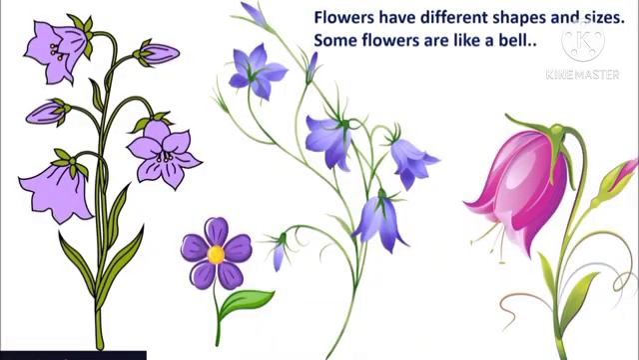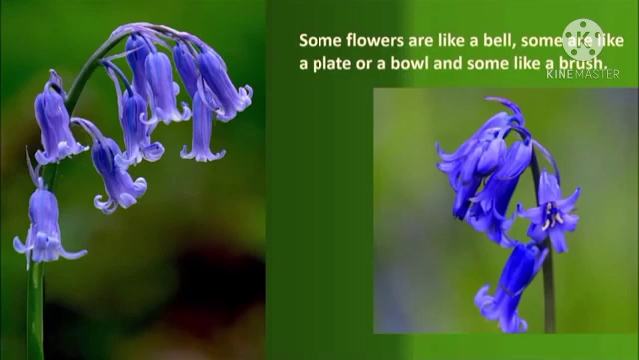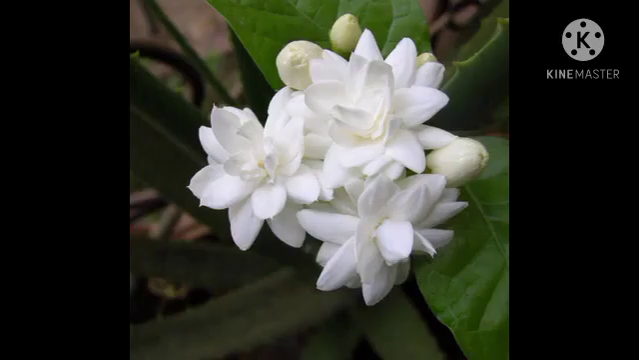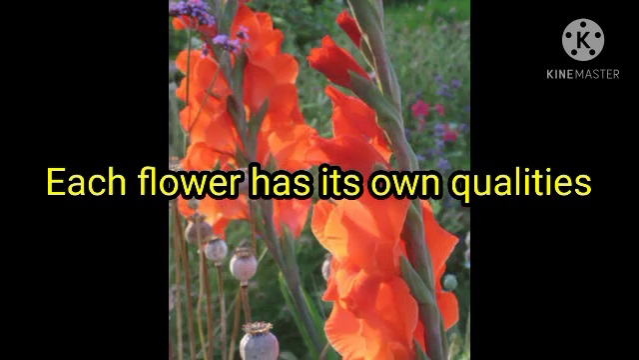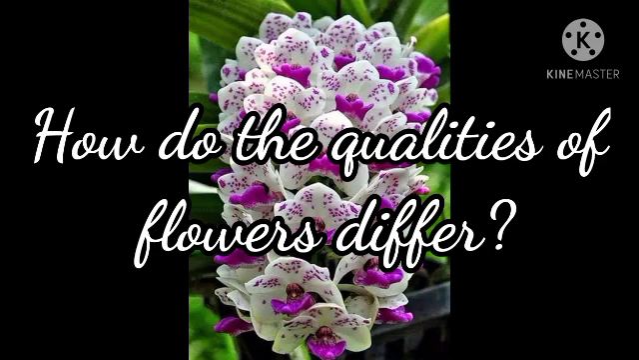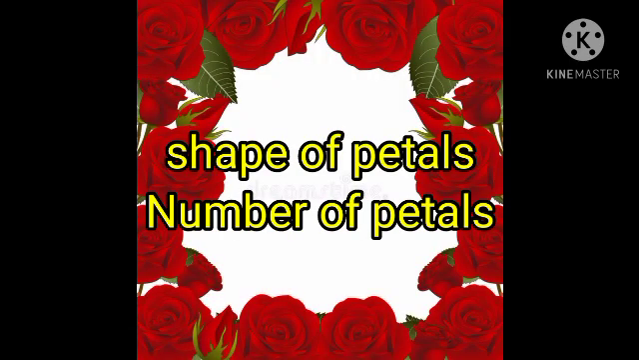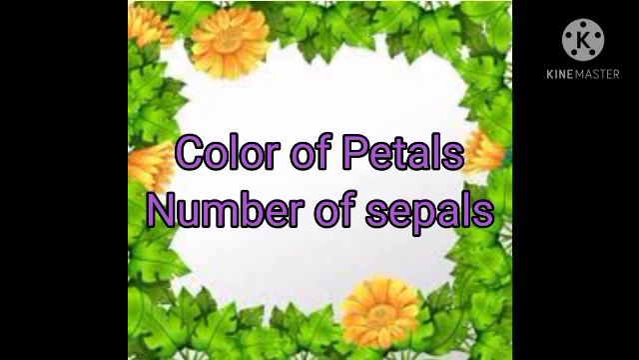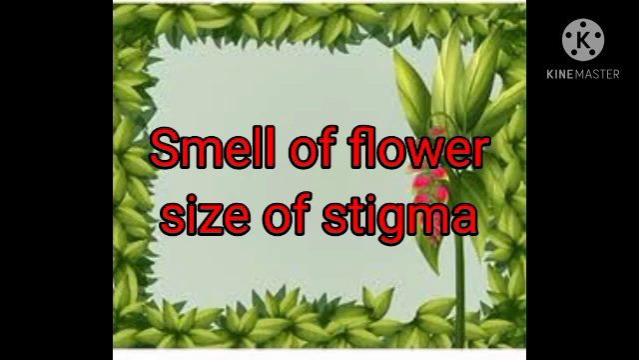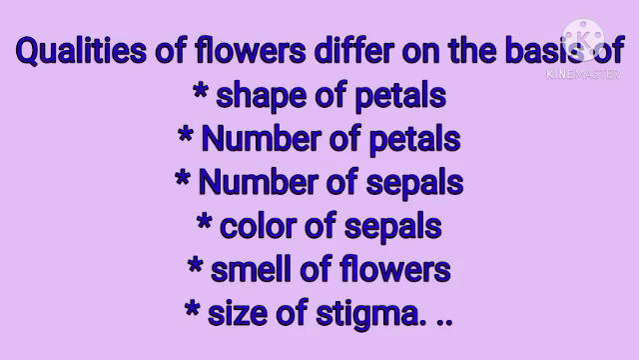Flowers have different shapes and sizes. Some flowers are like a bell, some are like a plate or a bowl, and some like a brush. Each flower has its own qualities. How do the qualities of flowers differ? It differs according to features like shape of petals, number of petals, color of petals, number of sepals, smell of flower, size of stigma, etc.